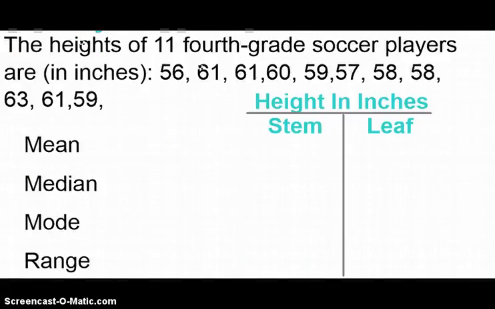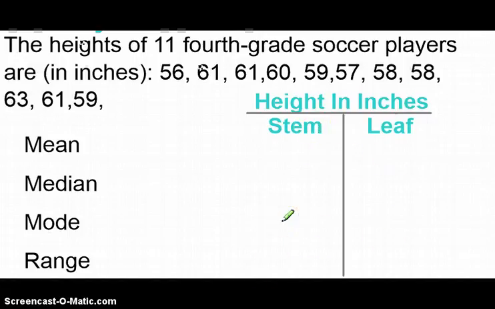Let's read the problem. The heights of 11 fourth grade soccer players are, in inches, 56, 61, 61, 60, 59, 57, 58, 58, 63, 61, and 59. What we want to do is write a title for it: height in inches. Next, we need a stem column and a leaf column.